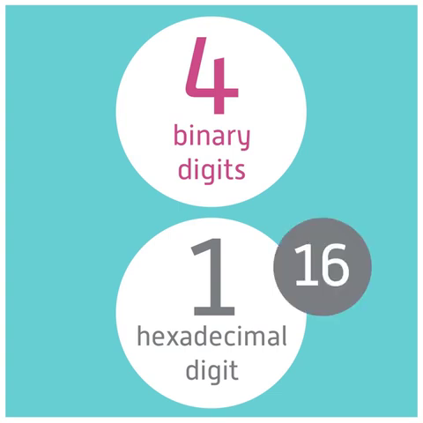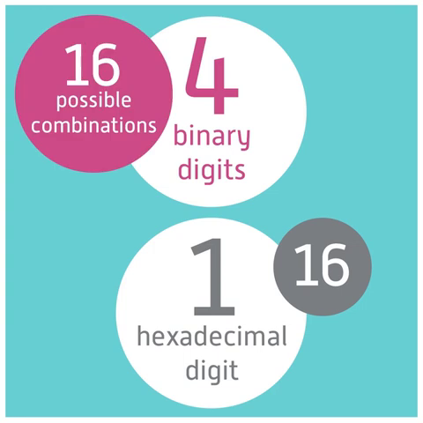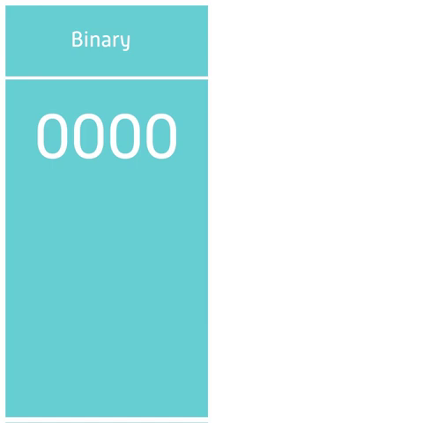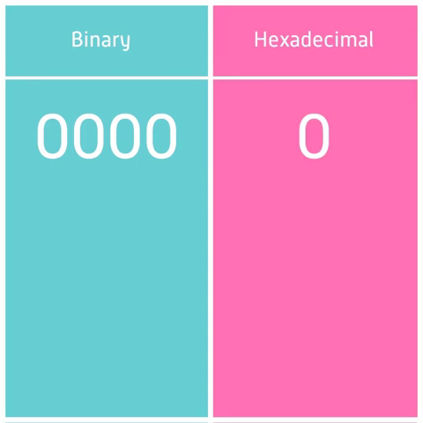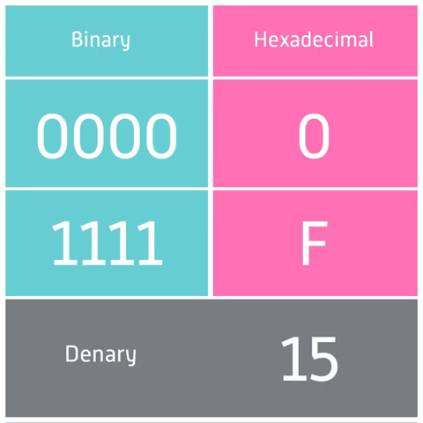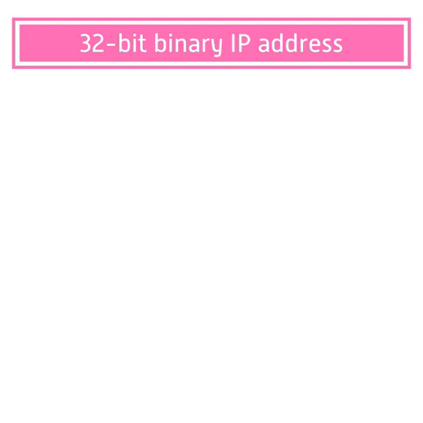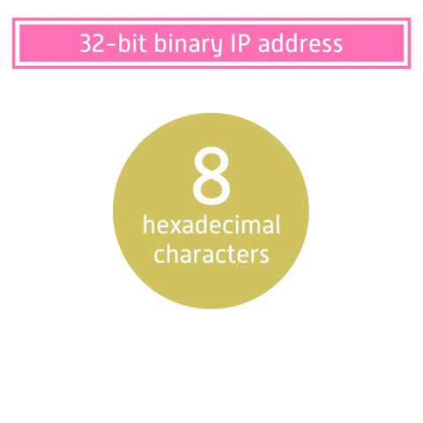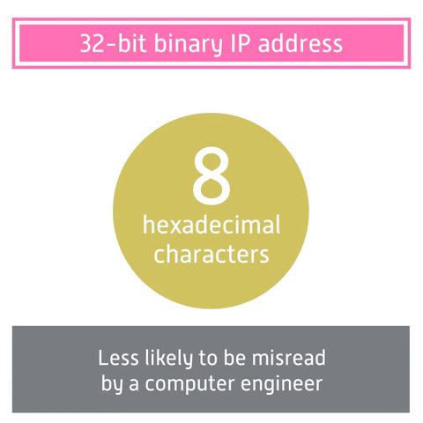Just as there are 16 possible values for a hexadecimal digit, there are 16 possible combinations available for a 4-digit binary number. 4 zeros in binary translate to a single 0 in hexadecimal. 4 ones in binary translate to the hexadecimal digit F, which is the denary equivalent of 15. This means that our 32-bit binary IP address can be represented using 8 hexadecimal characters. This is then much less likely to be misread by a computer engineer.